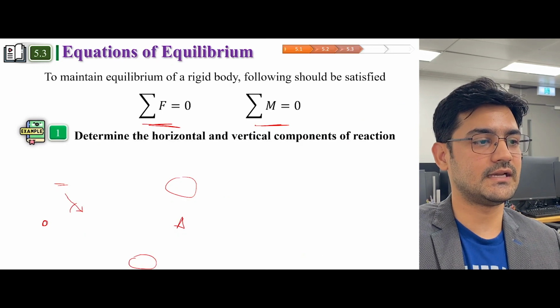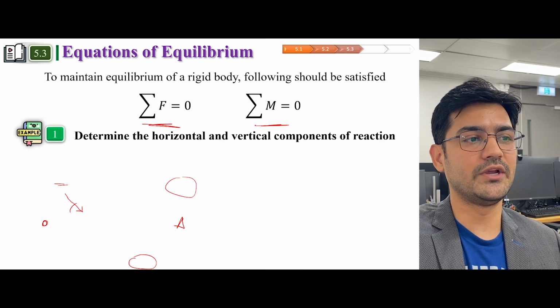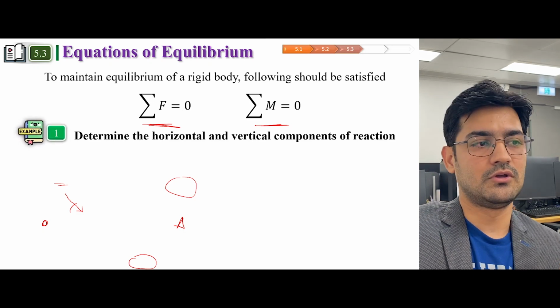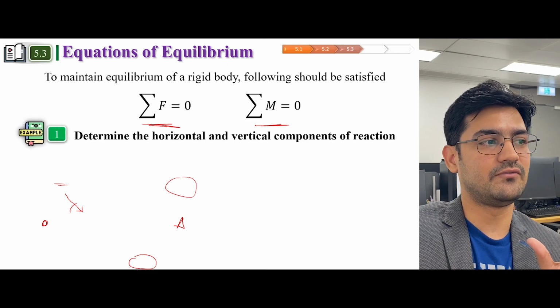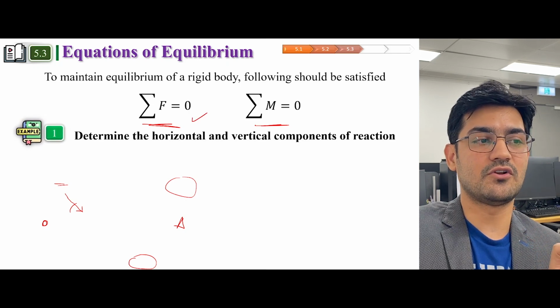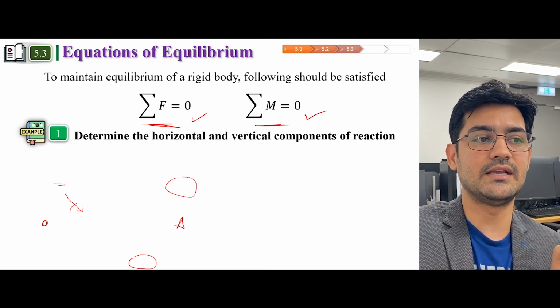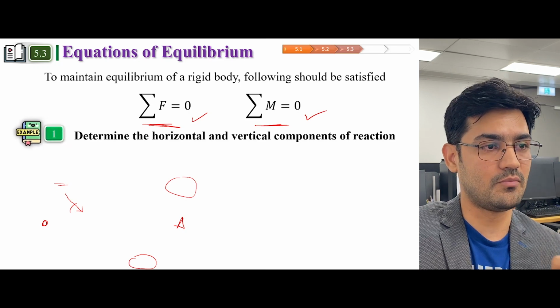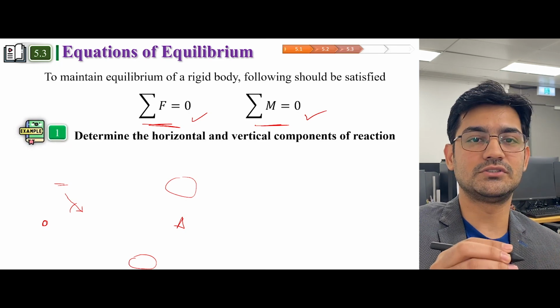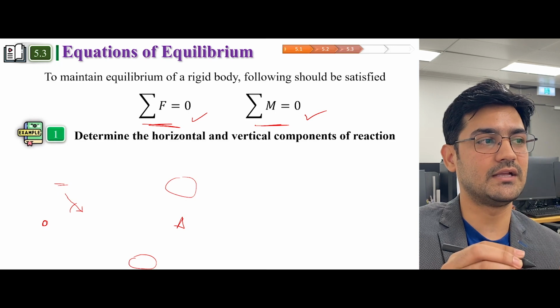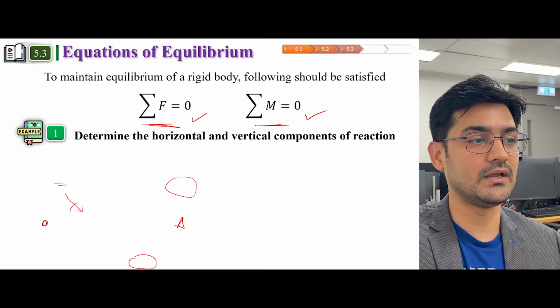Okay, so the next section is about equations of equilibrium. There are two main equations of equilibrium. One is the summation of forces equal to 0, and the other is the summation of moments equal to 0. If both conditions are satisfied, then we can say that the rigid body is in equilibrium.